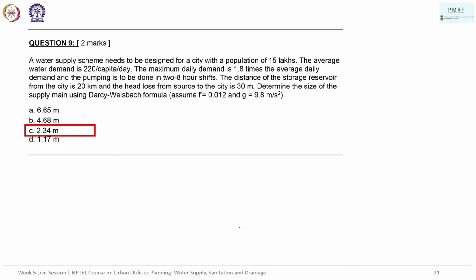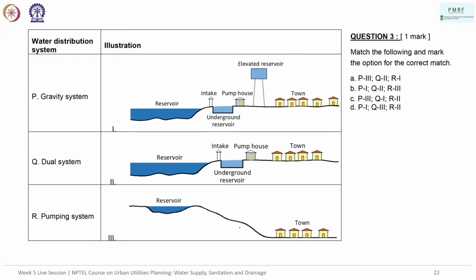All right, so those are the two numericals we'll be dealing with today. Let's move on to some more theoretical questions. In most of the theoretical questions, I've tried to add a bit more content so that you know what's there beyond the course as well. So in this question, we've been asked to match the following and mark the option for the correct match.